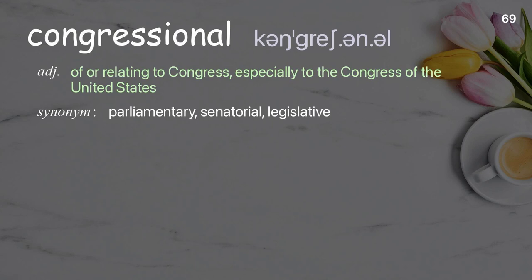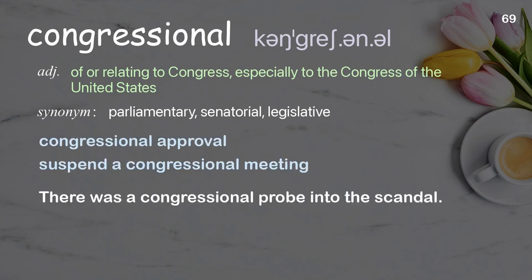Congressional. Of or relating to Congress, especially to the Congress of the United States. Examples. Congressional approval. Suspend a congressional meeting. There was a congressional probe into the scandal.